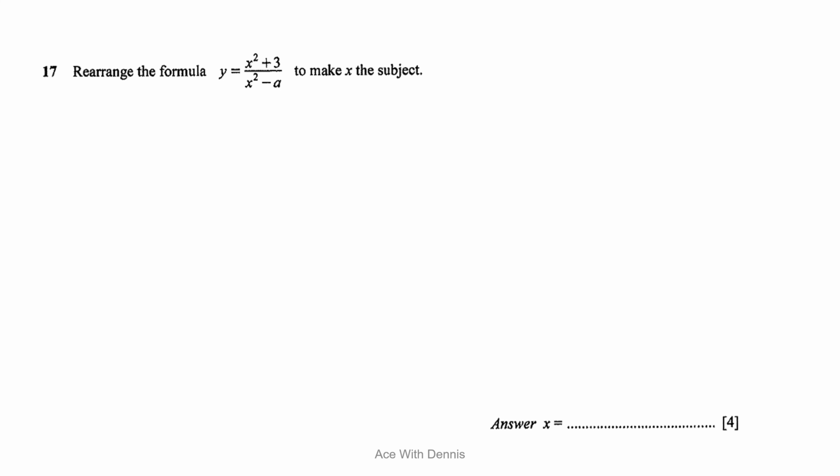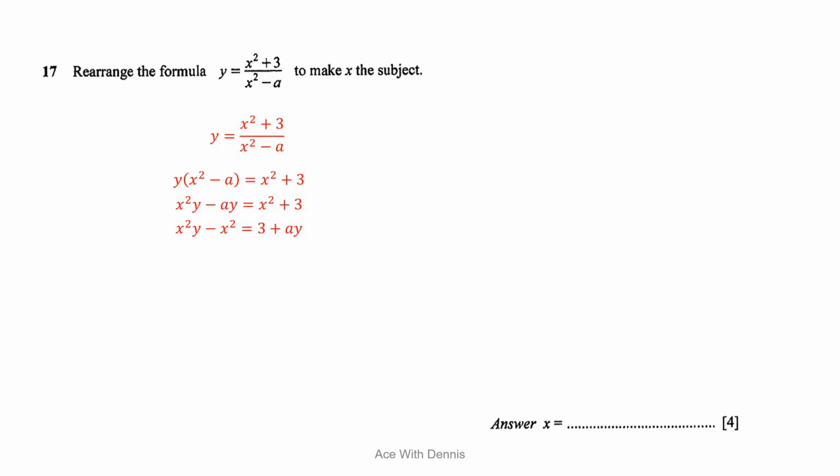Question 17. Rearrange the formula y equals x squared plus 3 over x squared minus a to make x the subject. 4 marks. So this is a subject of formula question. Given this equation, y equals x squared plus 3 over x squared minus a. So y times x squared minus a equals x squared plus 3. Expand the bracket: x squared y minus ay equals x squared plus 3.